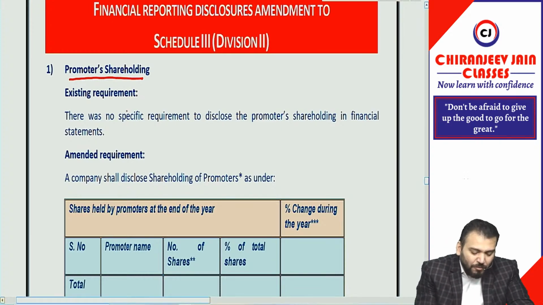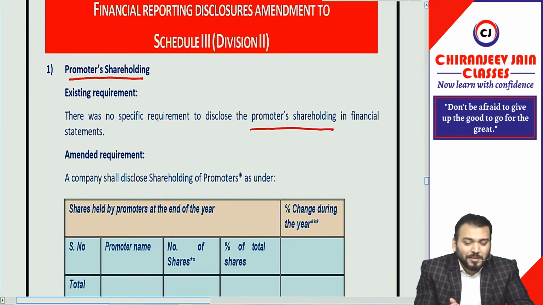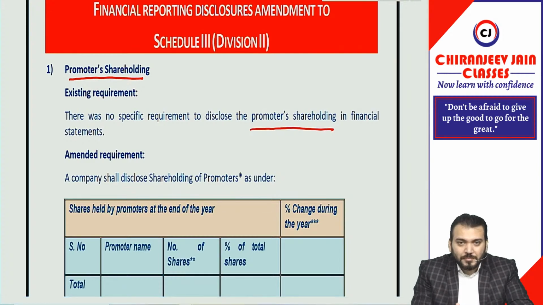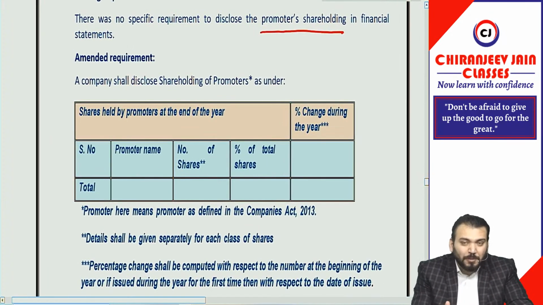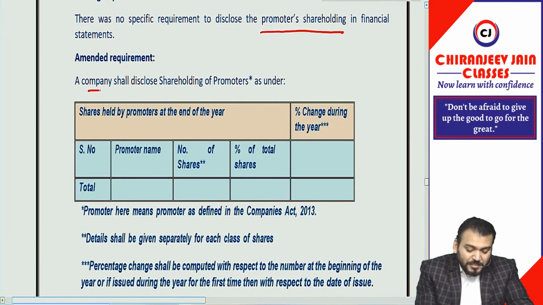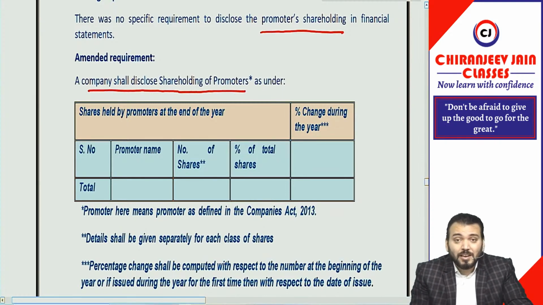So as per the existing requirement, before the amendment, there was no disclosure requirement for promoter shareholdings. But now, as per the amendment under Schedule 3, a company shall disclose the shareholdings of promoters. You all know the meaning of promoter.